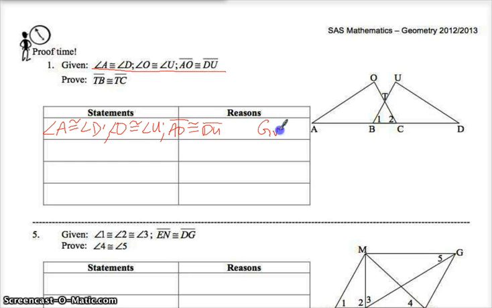And then I highly recommend that you mark all of the given information on the diagrams. So it says angle A is congruent to angle D, so I mark that here. And then it says angle O is congruent to angle U. And then finally we have AO is congruent to side segment DU. So segment AO is congruent to segment DU.